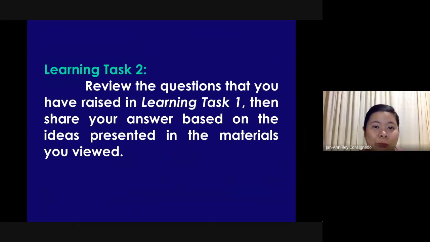Learning task 2. Review the questions that you have raised in learning task 1. Then, share your answer based on the ideas presented in the materials you viewed.